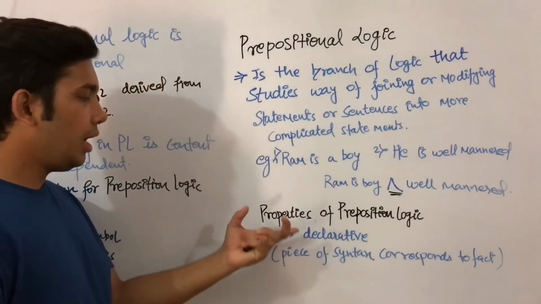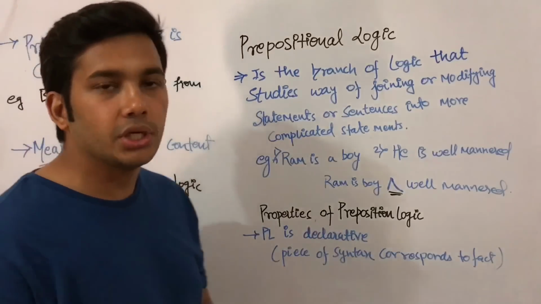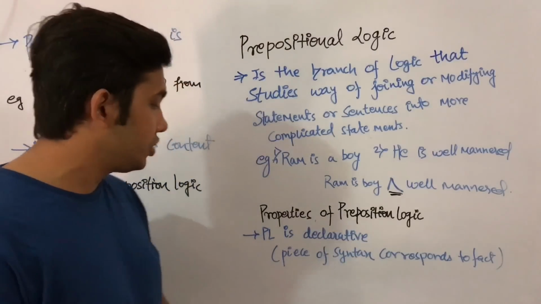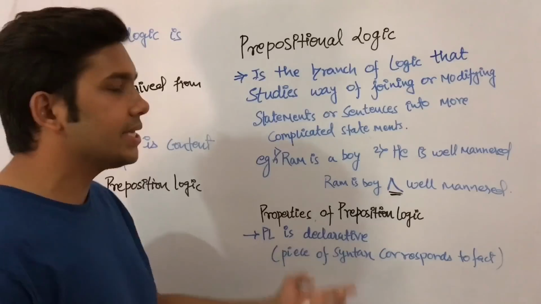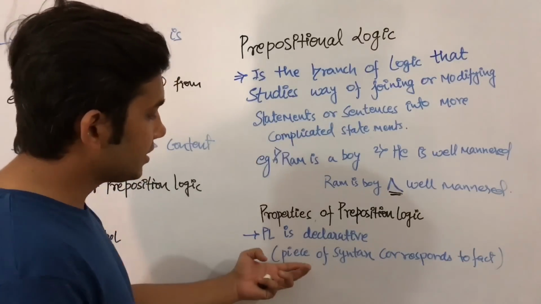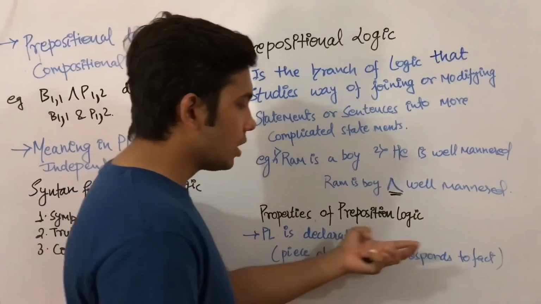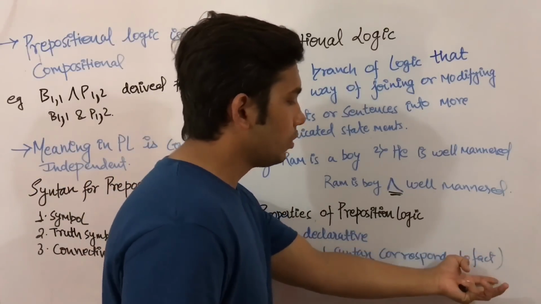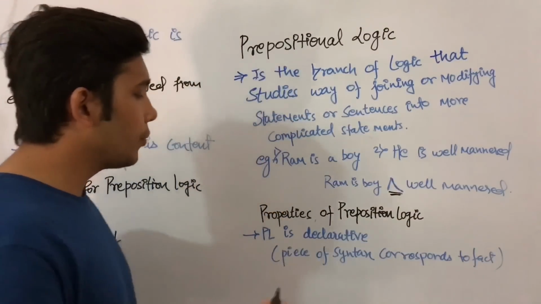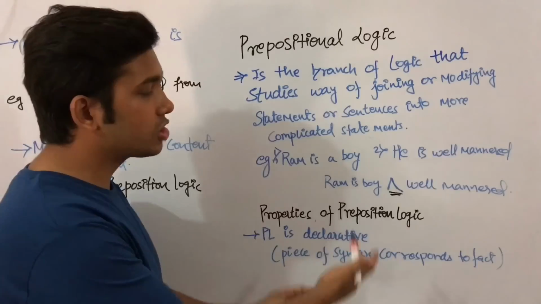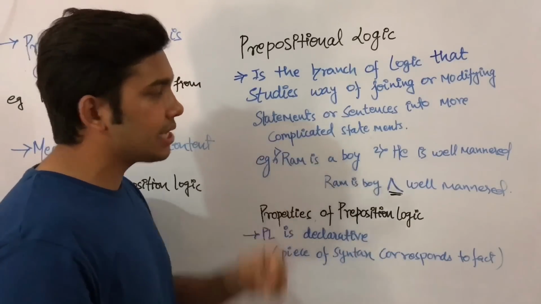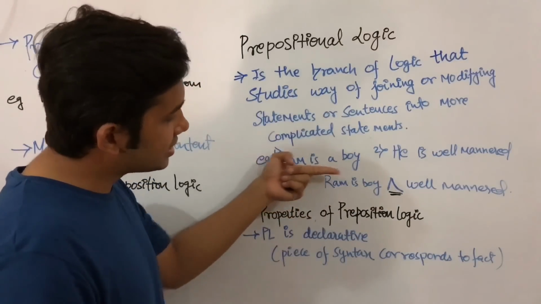So now coming to the properties of propositional logic. What are the properties of propositional logic? Propositional logic is declarative, that is, a piece of syntax corresponding to a fact. How can you say a piece of syntax corresponds to a fact? Like, Ram is a boy was one of the statements.